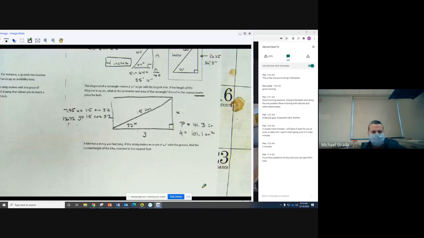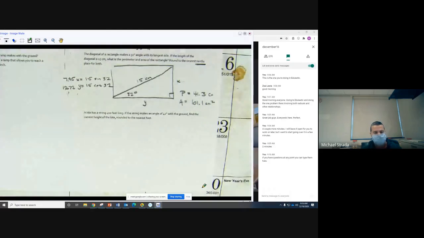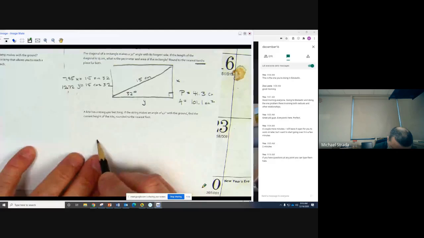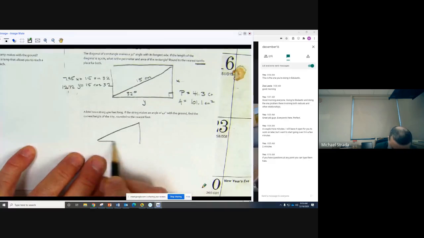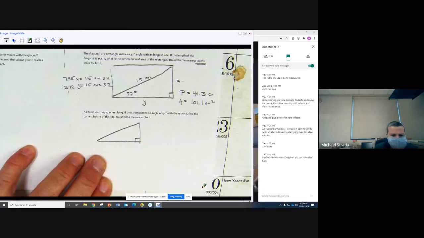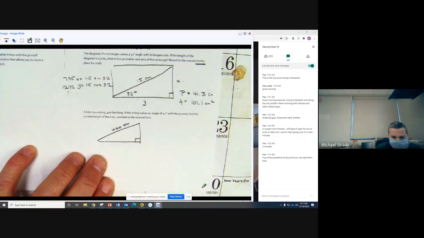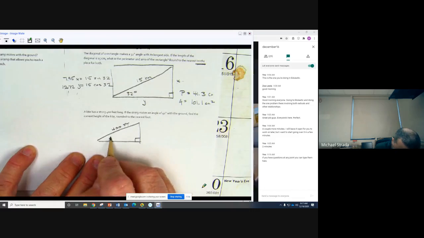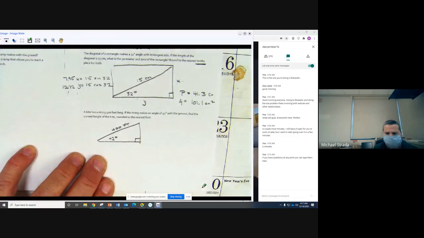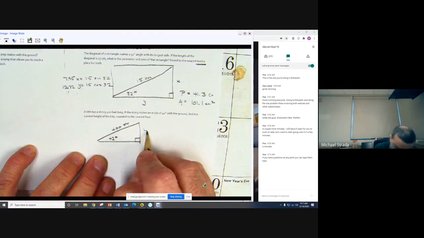All right, so now we'll go to the bottom of that page. A kite has a string 400 feet long. If the string makes an angle of 42 degrees with the ground, find the current height of the kite rounded to the nearest foot. So again, notice a lot of right triangles being drawn. The string would be the hypotenuse, so 400 feet. And then the angle is 42 degrees, kind of like the angle of elevation that we've talked about that's in your homework tonight. They want the height of the kite, so there we go.